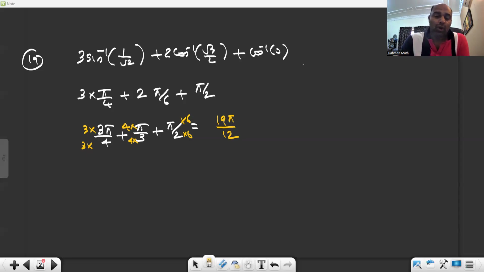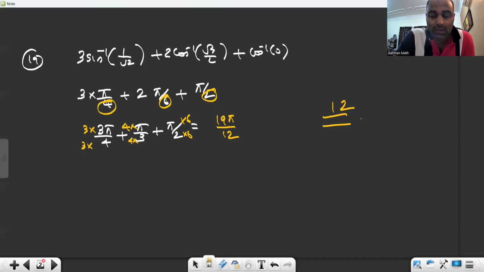That is the LCM of 4, 6 and 2. What is the LCM? LCM is 12. To make it 12, I multiply and divide. The denominator should be 12. The LCM of 4, 6, 2 is 12. So to make the denominator the same, to make it 12, I multiplied by 3 there.